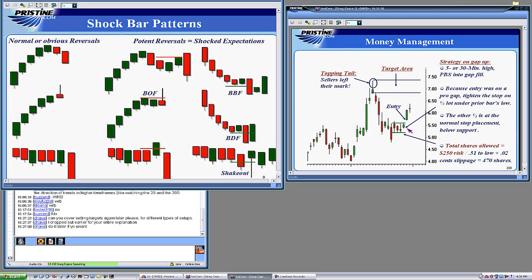So it was a pro gap up. So I want to put my stop. This is put your stop under that bar for at least half of the lot. Once it moves up from here, it shouldn't go back down under there. Obviously, if it takes out this area, you're just out.